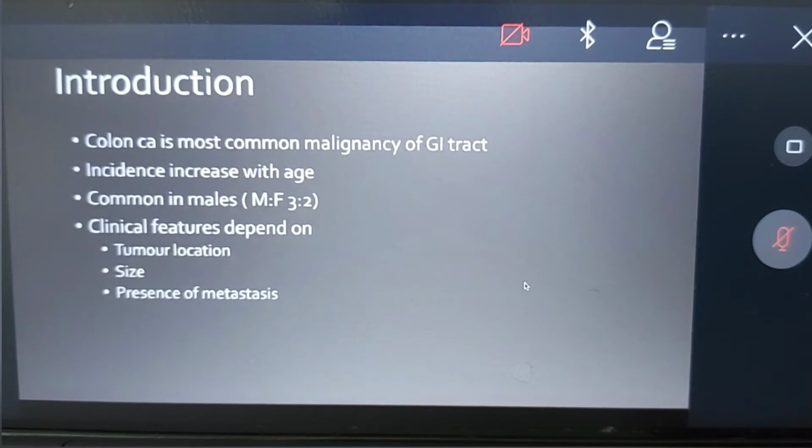Okay, so we start with the main topic, introduction to colon CA. Colon CA is the most common malignancy of the GI tract. The incidence of colon CA increases with age and is more common in males. The clinical features depend on the tumor location, size, and also presence of metastasis.